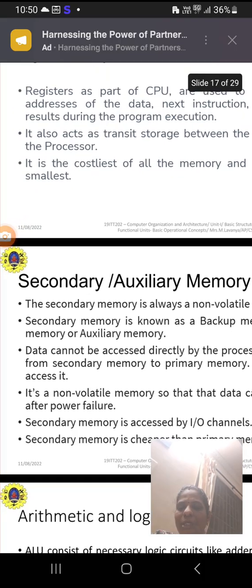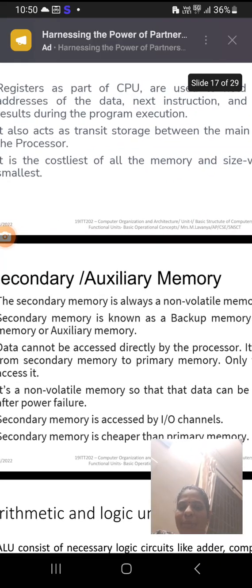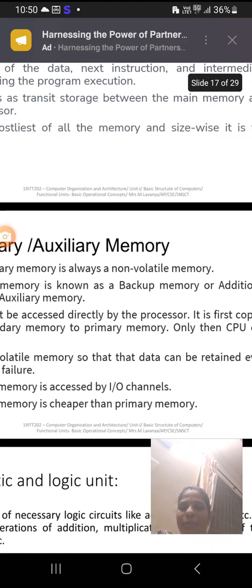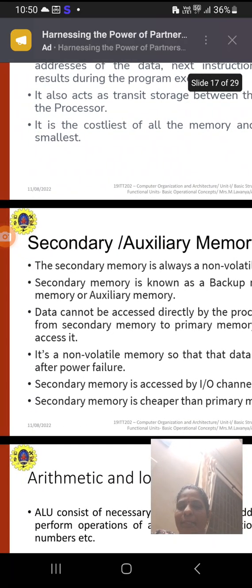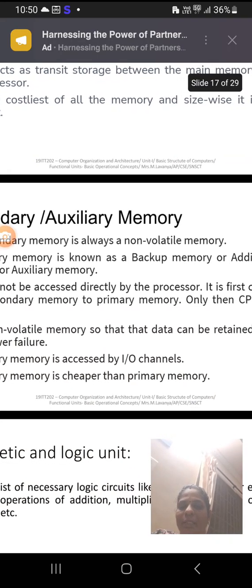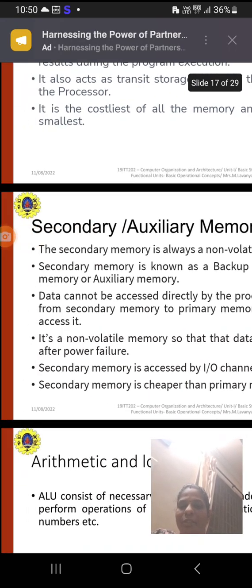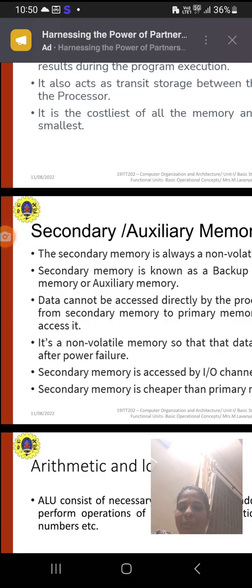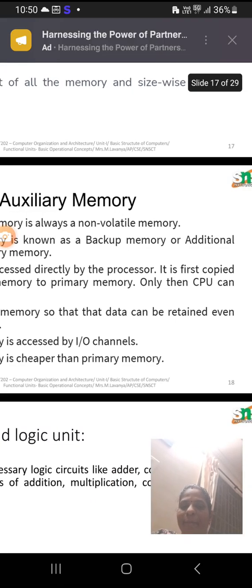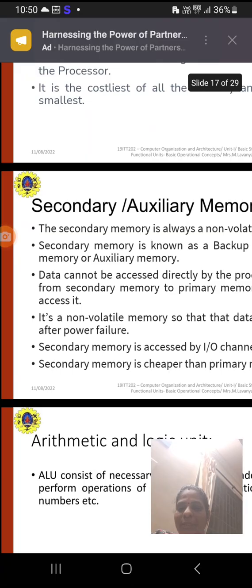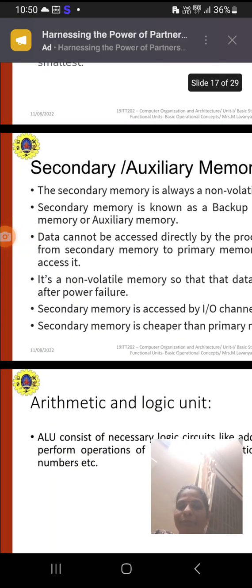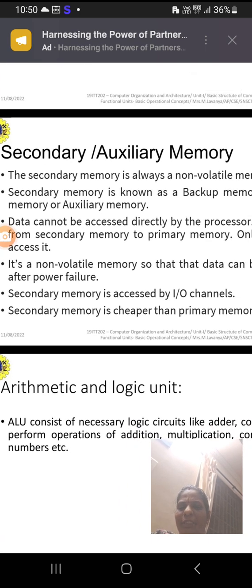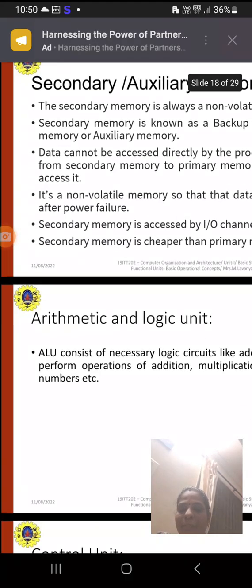Then the secondary or auxiliary memory is non-volatile memory. The secondary memory is known as the backup memory or additional memory or auxiliary memory. The data can't be directly accessed by the processor. First it's copied from the secondary memory to the primary memory and only then does the CPU access it. The memory is non-volatile so that the data can be retained after power failure. Secondary memory is accessed through input-output channels and is also cheaper than the primary memory.